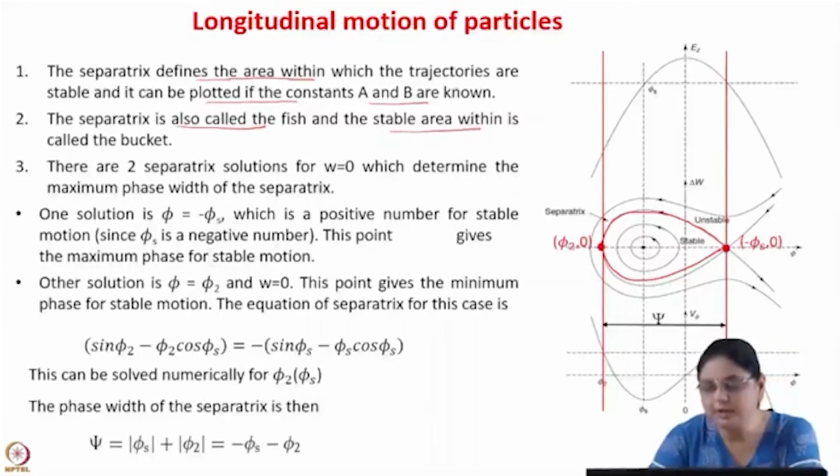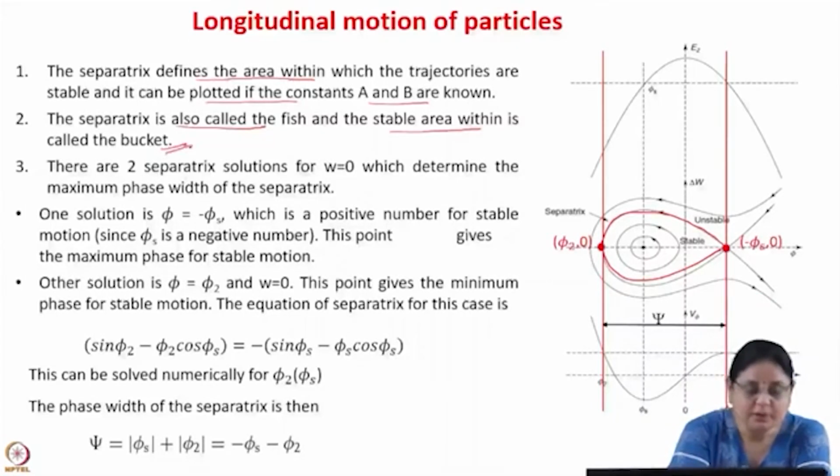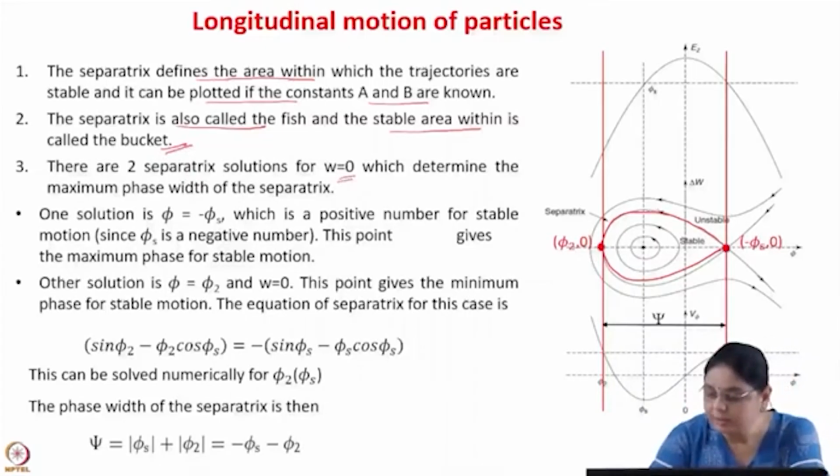Since it looks like a fish, it is called a fish, and all trajectories lying inside the separatrix are stable. These particles will execute stable motion, and all particles lying outside will execute unstable motion. So the area inside is called the bucket. There are two separatrix solutions for W equal to 0.